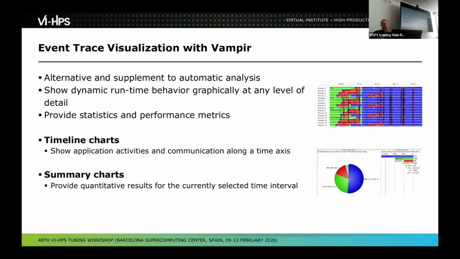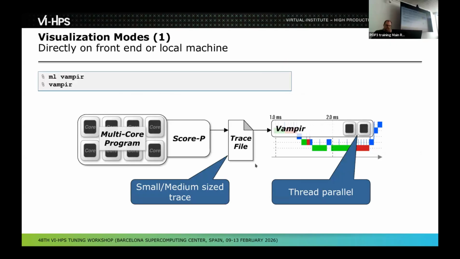So it's basically an alternative and a supplement to the automatic trace analysis with Scalasca. It shows you the timeline, the dynamic runtime behavior, graphically at any level of detail, and then provides additional statistics and performance metrics. You get timeline charts, which are basically the default view, and show application activities and communication along these time axes. But you also have summary charts that are based on the current interval shown, and provide additional information.